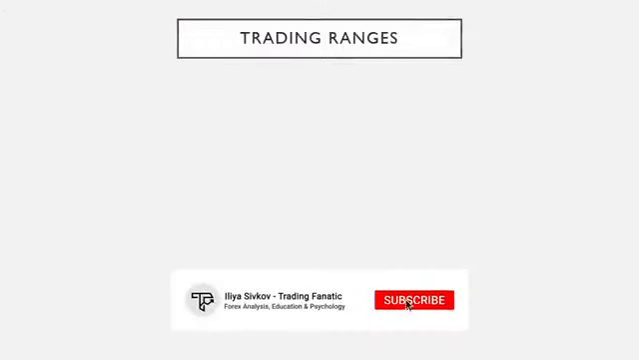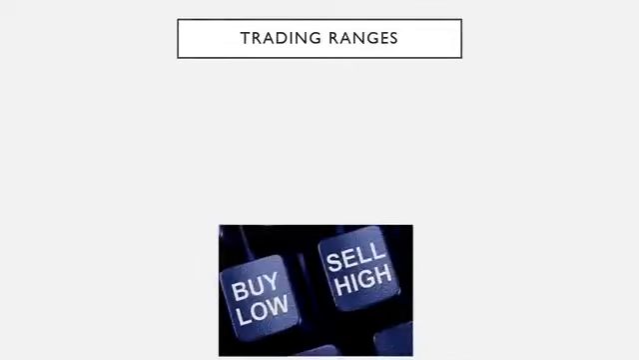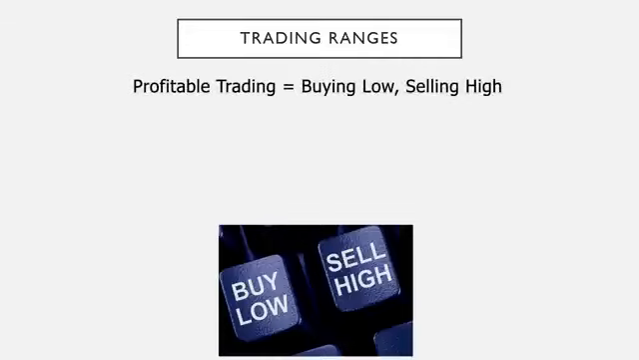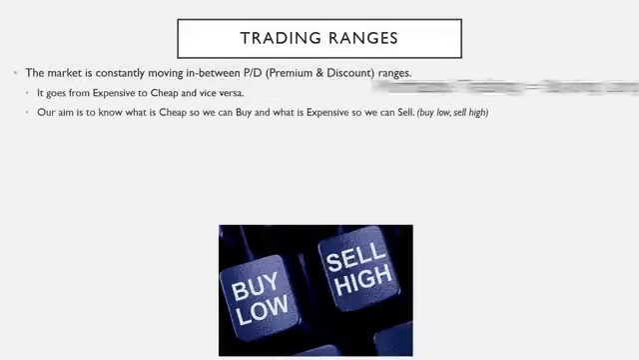A very huge part of my trading strategy is drawing trading ranges. So what's that? Well, the concept of trading is to always buy low and sell high, right? And drawing a PD range, which is a premium and discount range, helps us with exactly that. Because as I told you in the beginning, the market goes from expensive to cheap and vice versa, from cheap to expensive. And our aim is to know what is cheap so we can buy it and what is expensive so we can sell it. So we buy low and sell high.